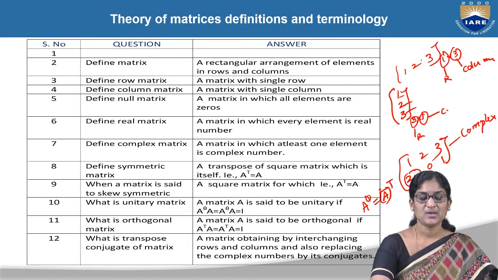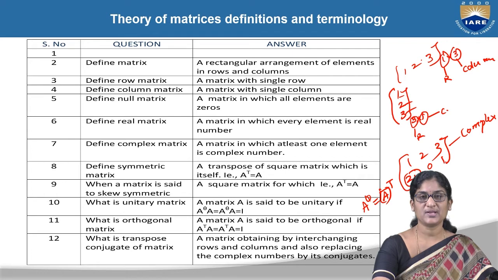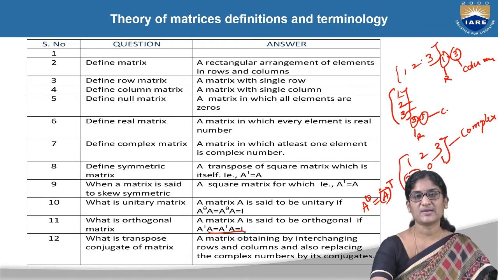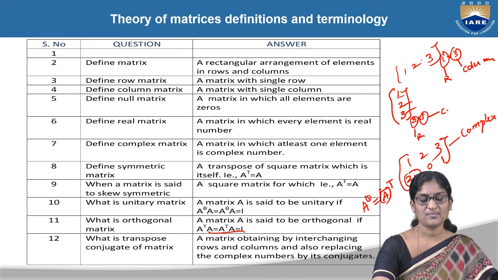of the matrix. When is a matrix said to be an orthogonal matrix? A matrix is said to be orthogonal if A transpose into A is equal to A into A transpose is equal to I. If this property is satisfied, then that type of matrix is said to be an orthogonal matrix.